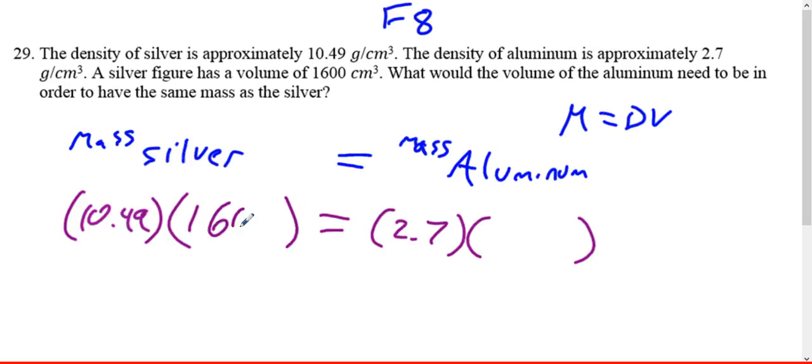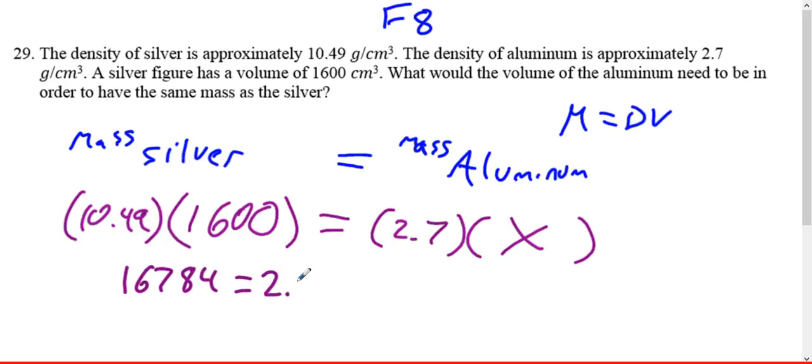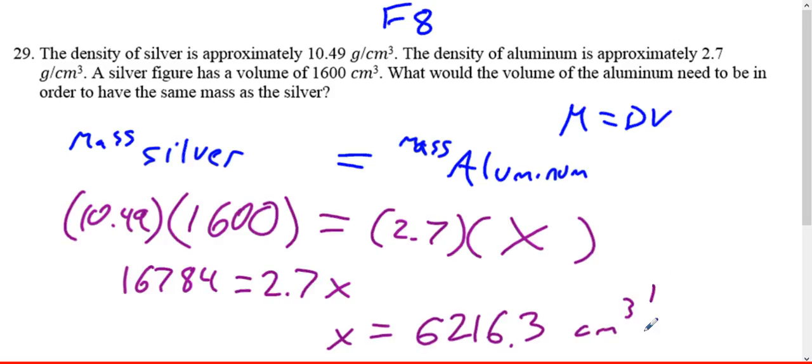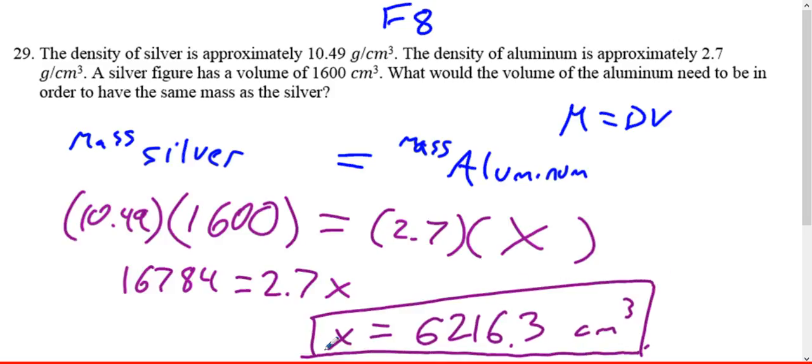The silver figure has a volume of 1,600, and we're solving for the volume of the aluminum. So 1,600 times 10.49, then divide by 2.7. You would have to have 6,216 point, rounded up to about 0.3 cubic centimeters of aluminum to have the same mass.